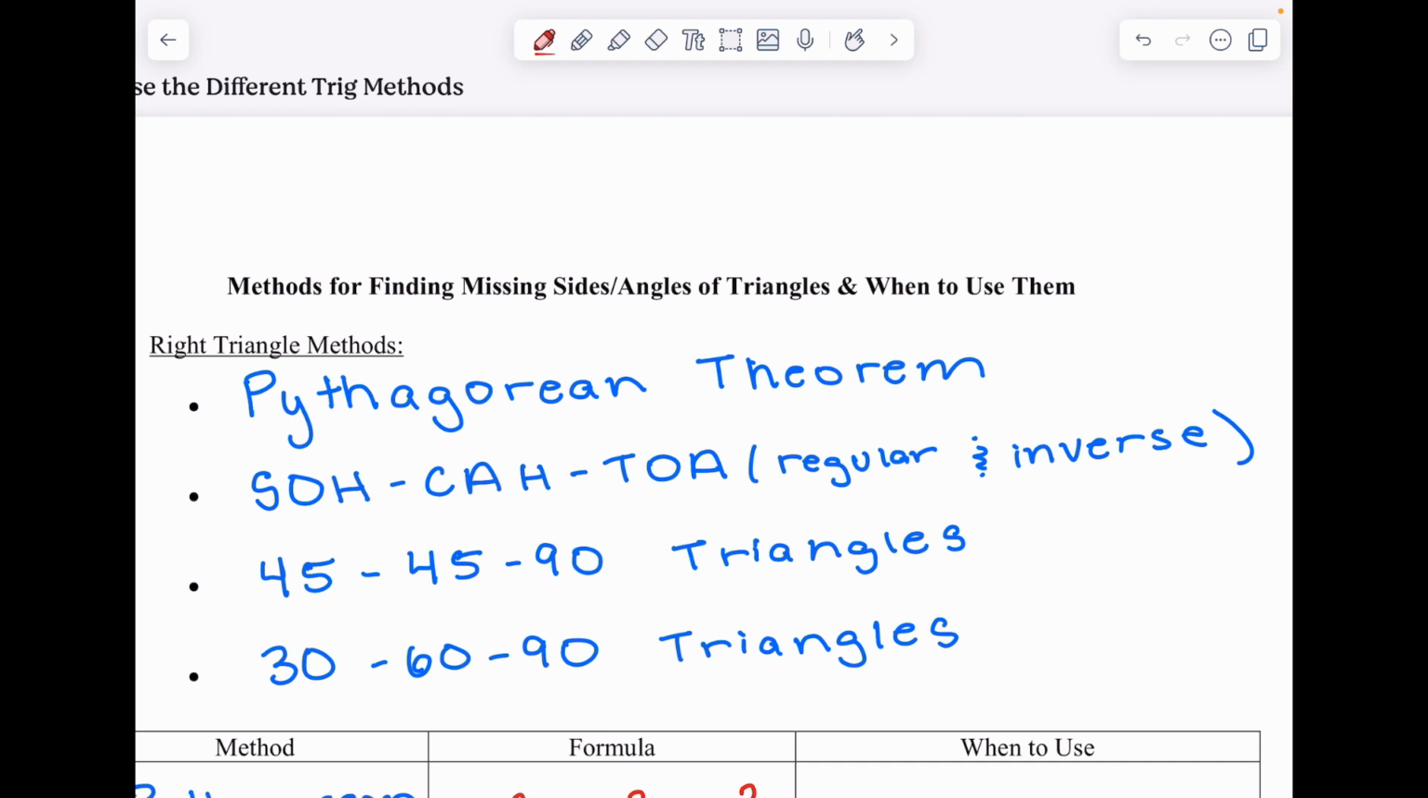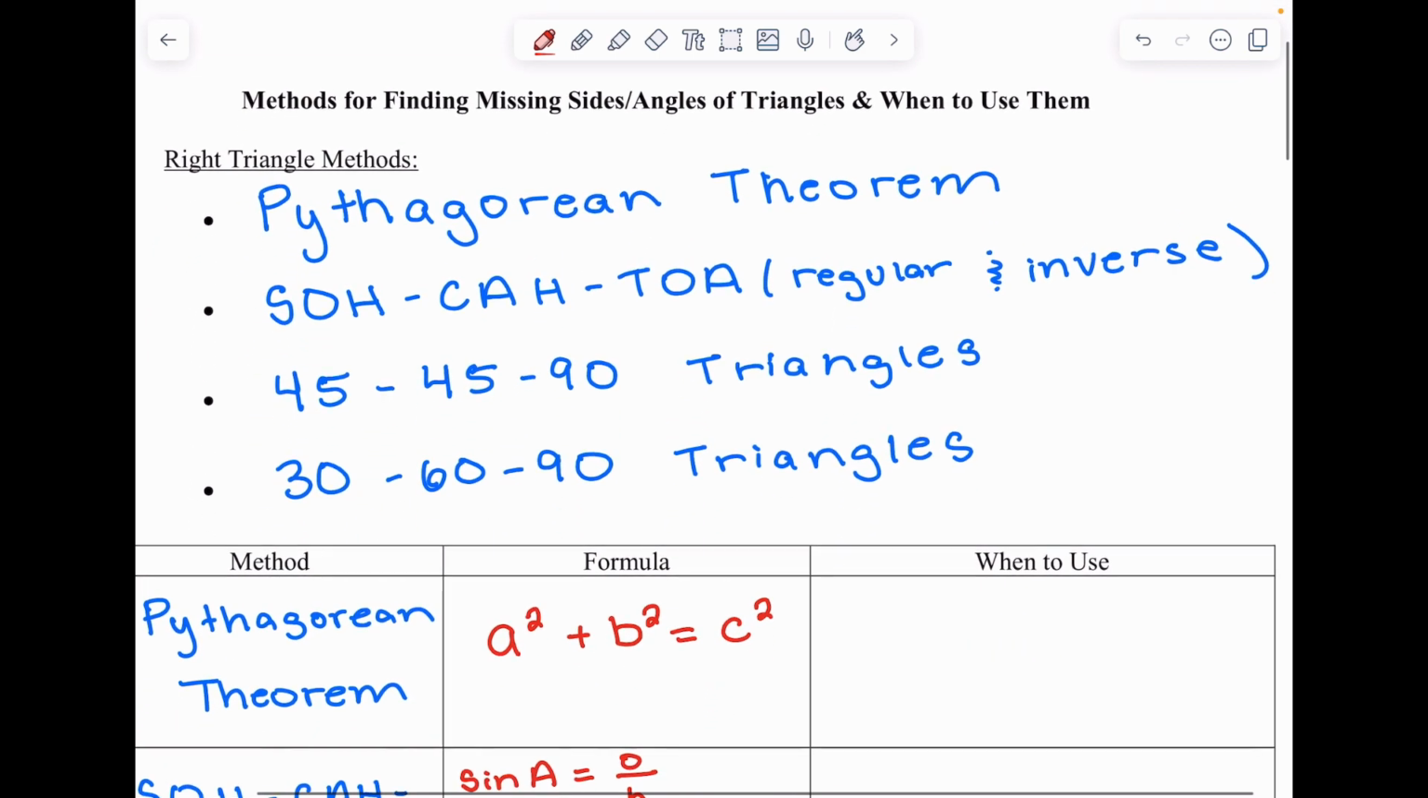Our methods to find missing sides and angles of a right triangle are the Pythagorean theorem, SOHCAHTOA, regular and inverse, our 45-45-90 pattern, and our 30-60-90 pattern. So let's go through each method and talk about when we would use each one. Remember, Pythagorean theorem is a squared plus b squared equals c squared, where our c value is always our hypotenuse.